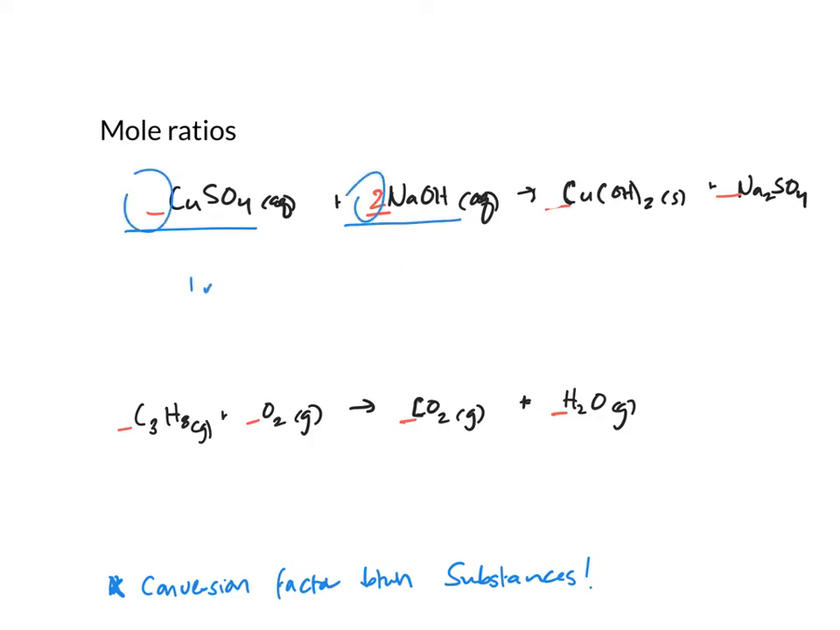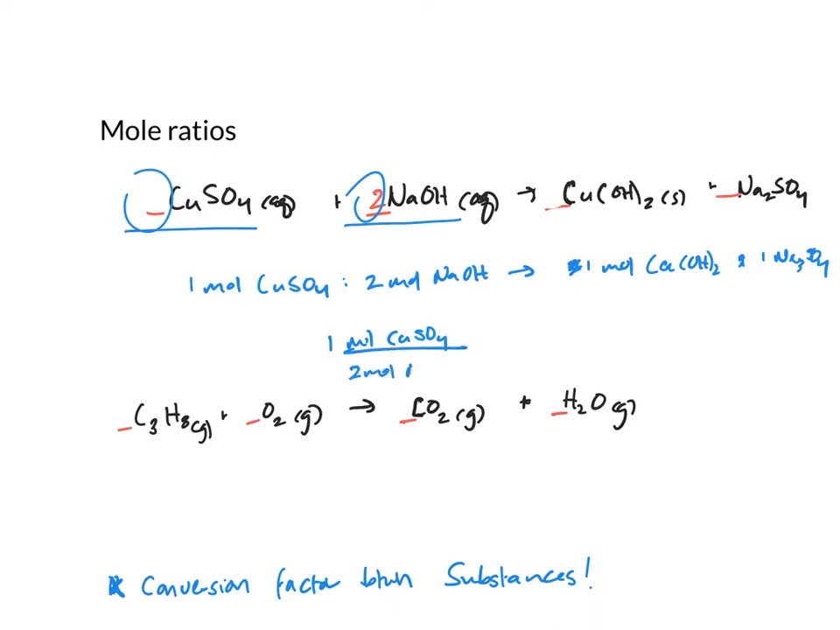So for every 1 mole of copper sulfate that I have, I need 2 moles of sodium hydroxide, and I get 1 mole of copper hydroxide and 1 mole of Na2SO4, right? So I can write mole ratios here. A ratio that I can write would be 1 mole of copper sulfate for every 2 moles of NaOH. And I can do this between any reactant and any product, right?